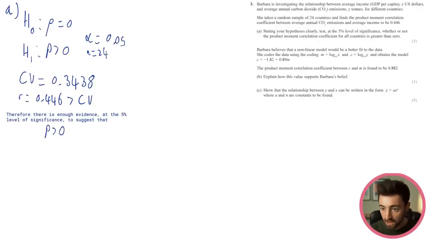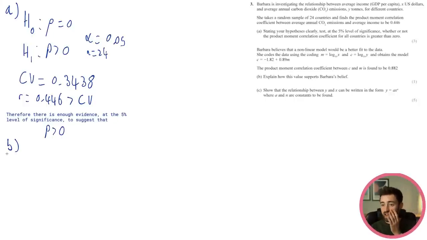Cool. Part B. Barbara believes that a non-linear model would be a better fit to the data. She codes the data using the coding, and it's to do with the logarithm. So m is log to the base 10 of x, c is log to the base 10 of y, and obtains the model c equals minus 1.28 plus 0.89m. The product moment correlation coefficient between c and m is found to be 0.882. Explain how this value supports Barbara's belief.